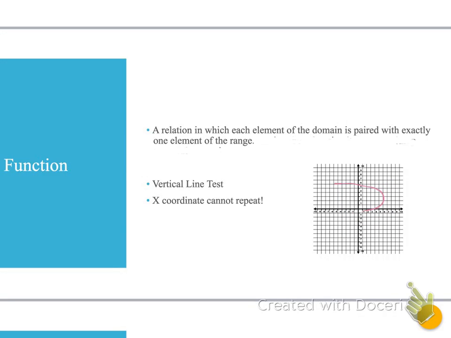Okay, if I did something like this, my x values would repeat, and it would cross my vertical line twice, which would mean it's not a function. So if you were looking at your set of tables, you would want to make sure those x's don't repeat for it to be a function. You never want to repeat your x.